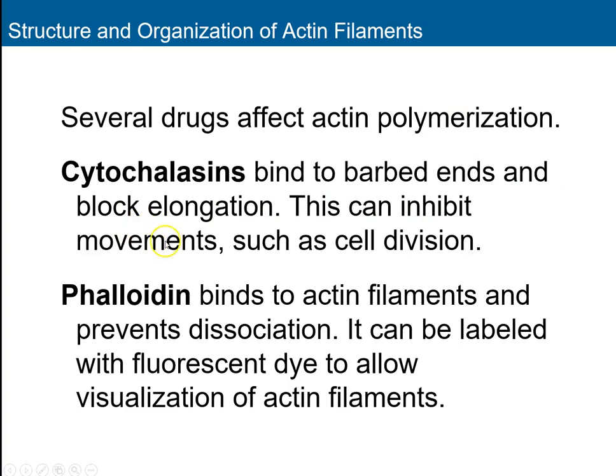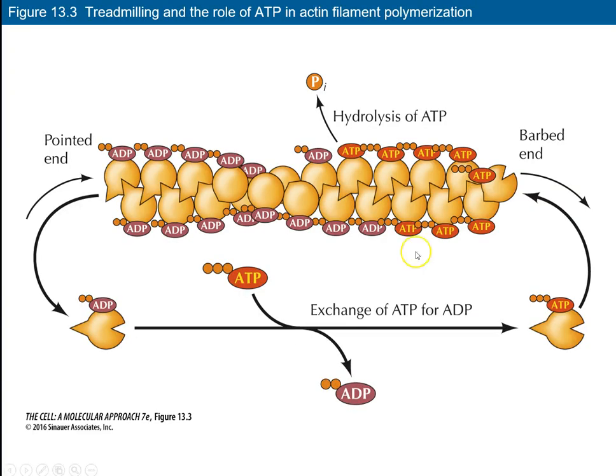So it says this can inhibit movements like cell division, okay? Again, if the actin filaments aren't able to grow, it's going to inhibit all those functions that we talked about in the beginning of the lecture. All right, so another drug here, phalloidin, will actually bind to actin filaments and prevent dissociation, okay? So here it'll bind here and it'll basically prevent these guys from falling off, okay?